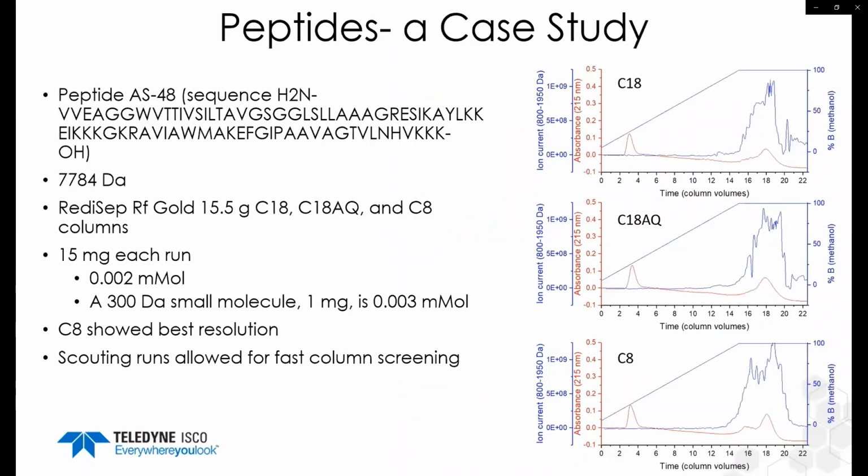Here is a reverse phase study with a real compound. It is a large peptide. The scouting runs were run on the NextGen because the user didn't have analytical C18AQ or C8 columns that matched the Teledyne ISCO columns. As this is a large molecule, 15 milligrams or 0.002 millimoles was run.